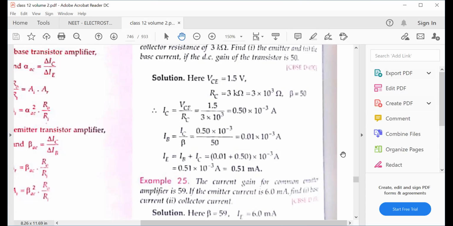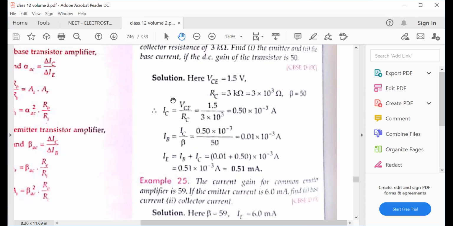I guess IB is 10^-4 ampere. No, IB is 0.1 milliamps. Okay, so we have 10^-4, correct? Correct. What is IC then? 59 × 10^-4. Yes, correct. Good. Is it over? Any doubts? No, sir. Good.